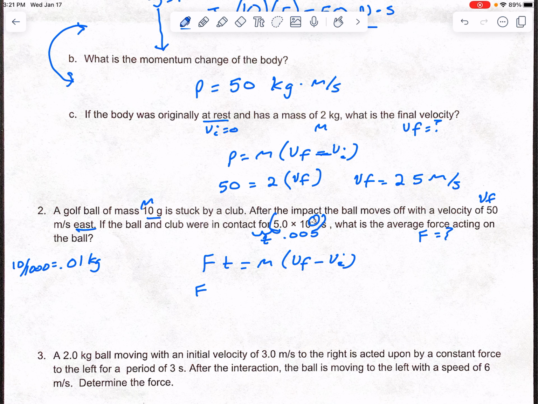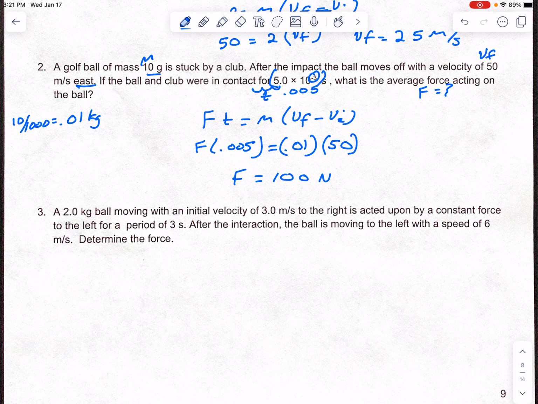So force times time, where time is 0.005, equals my mass, which is 0.01, times VF minus VI, so 50 minus 0, which is 50. Just be careful. I'm seeing mistakes on either one, typing in the time wrong in the calculator, or messing up the conversion from grams to kilograms. So you should get a value of 100 newtons.